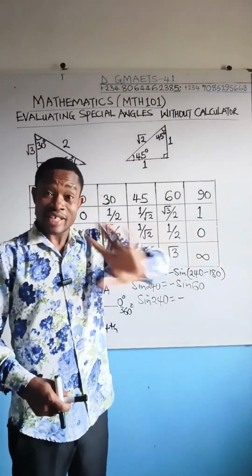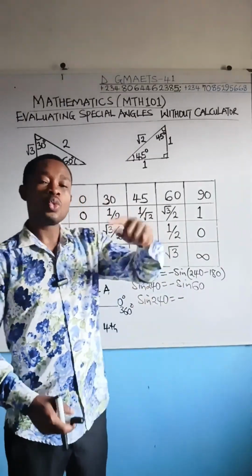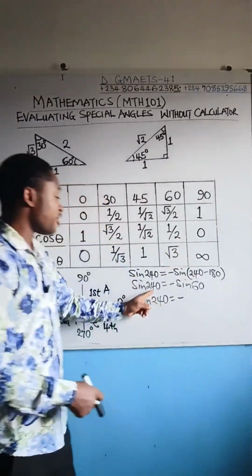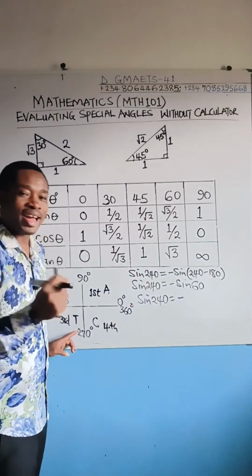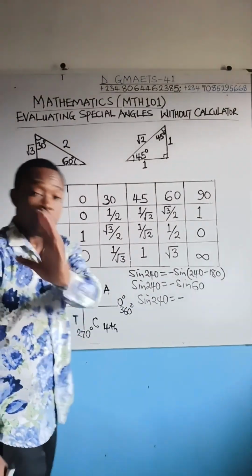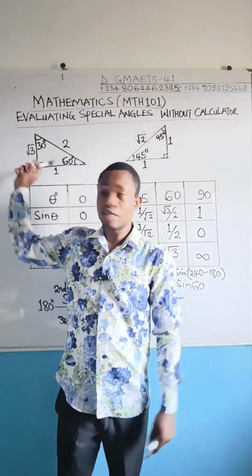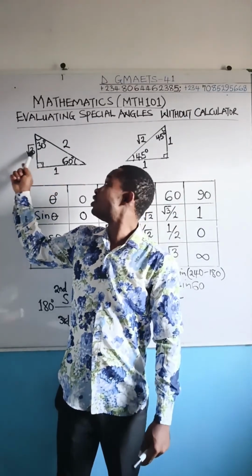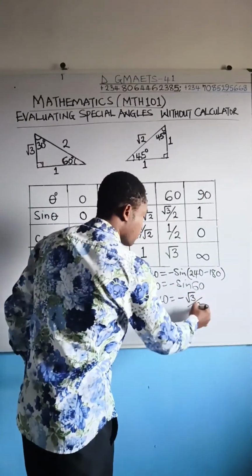Sine 60 alone, if I say you should evaluate it, is positive. But sine 240 will introduce a minus sign to the value of sine 60, because 240 is operating now in the third quadrant where only tan is positive. Sine and cos in the third quadrant are negative. What is the value of sine 60? You make use of this right angle triangle, working with this angle. Sine 60 is root 3 divided by 2. So this is going to be minus root 3 over 2.